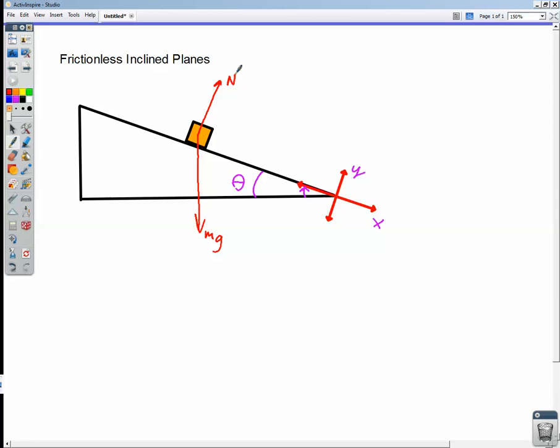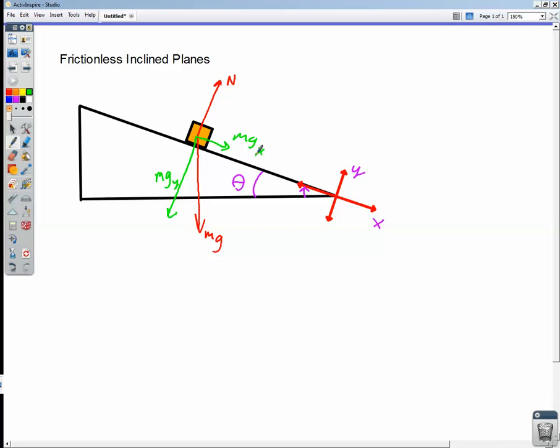And the reason the box accelerates down the ramp is because of the x component of the force of gravity. So if we draw in the weight components in terms of our new coordinate systems, x and y, this is mg in the y direction. And over here we've got mg in the x direction. And it's that component, mg in the x direction, that makes the block accelerate down the ramp.